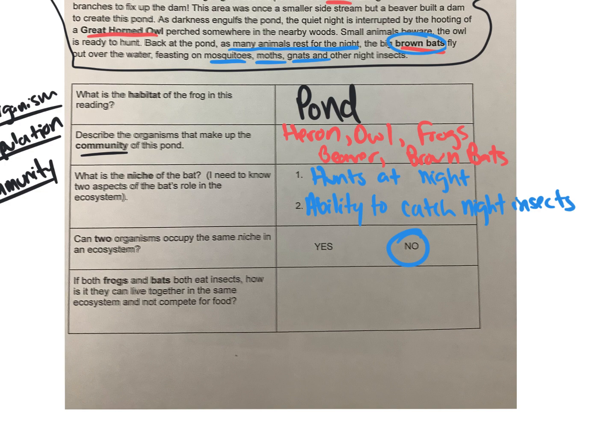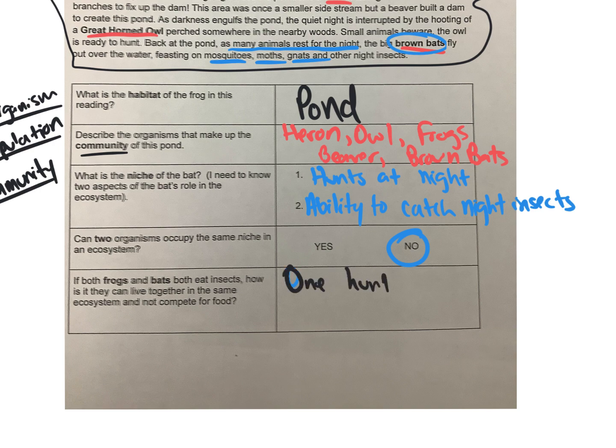All right, so if frogs and bats both eat insects, how can they live together in the same ecosystem and not compete for food? That's just what I just went over. They can eat the same organisms, except one is at night and one is in the morning, so they're not in direct competition with each other. I'm going to write, let me do it in black.